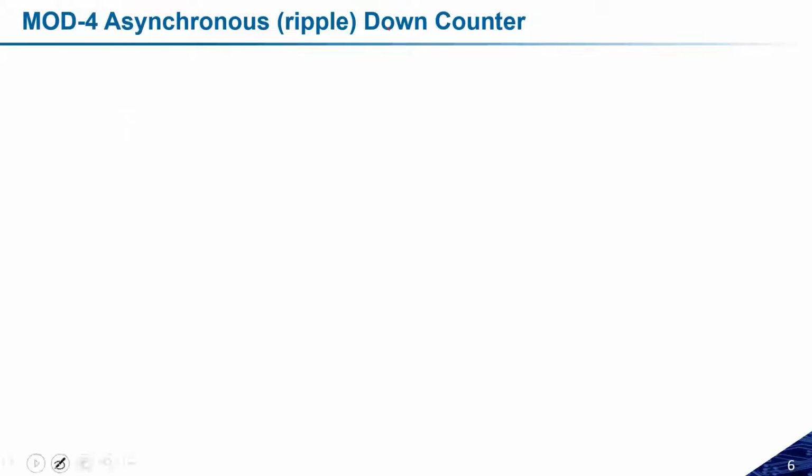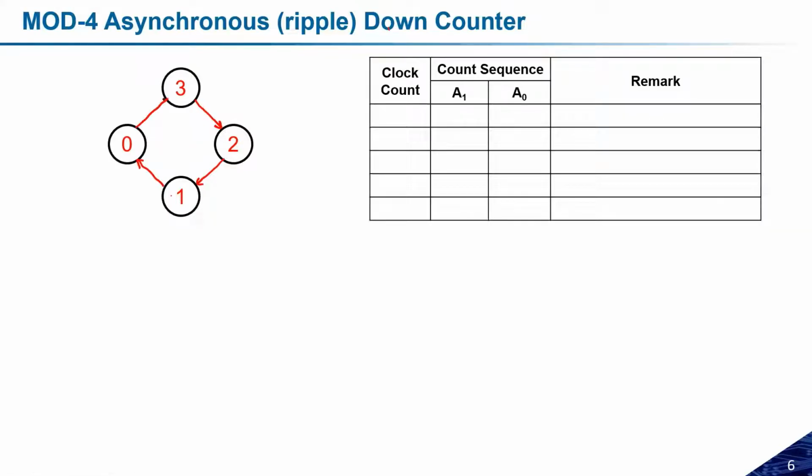Okay, there is no big difference. If I'm talking about a down counter, in that case, it will start from 3, it will come to 2, then it will come to 1, then it will come to 0, and then again from 0 to 3. So this is the sequence that we are going to follow. Now, if I'm talking about the clock sequence, how will it follow? Let us try to see. Initially, it will start from 3, 2, 1, 0, then again it will come to 3. So this is the clock count sequence.